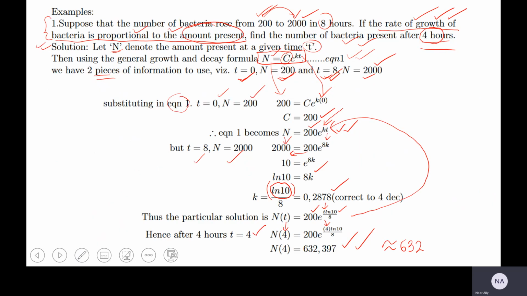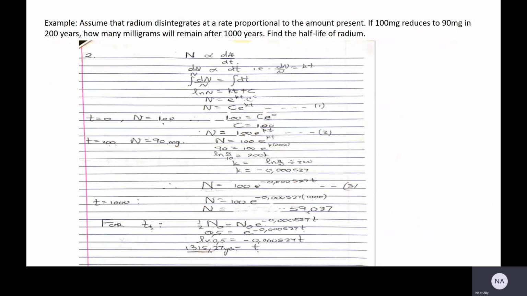Now, I'm just going to do one more example. And here I have the solution. Assume that radium disintegrates at a rate proportional to the amount present. If 100 milligrams reduces to 90 milligrams in 200 years, how many milligrams will remain after 1,000 years? And find the half-life of radium. Again, if you look at this, firstly, the statement, proportional to the amount present. Therefore, you're definitely dealing with growth and decay.